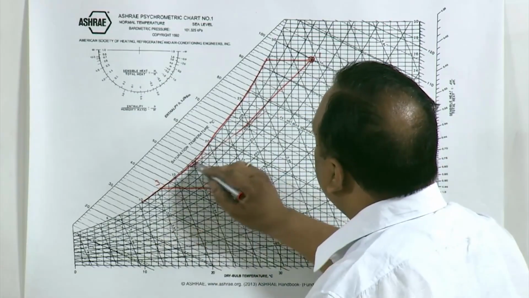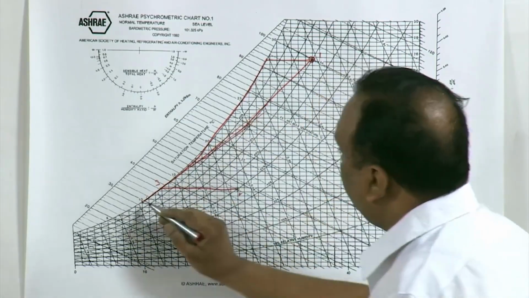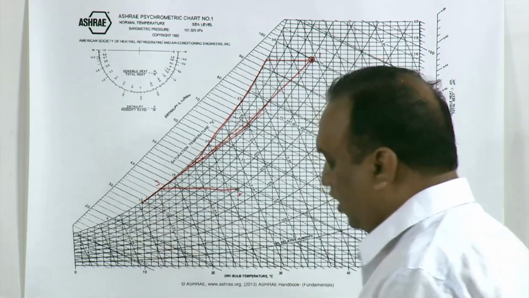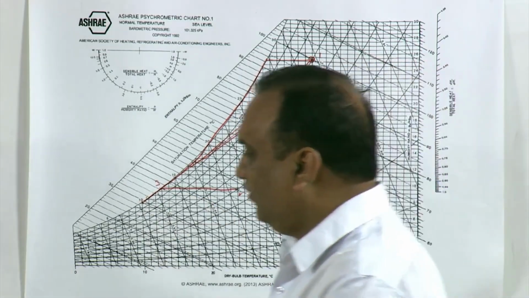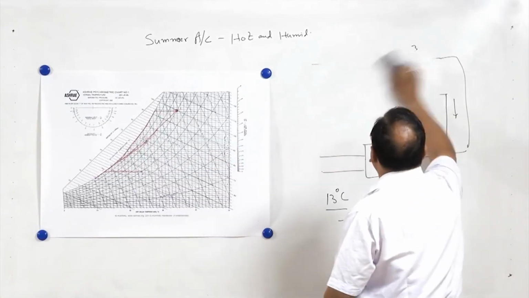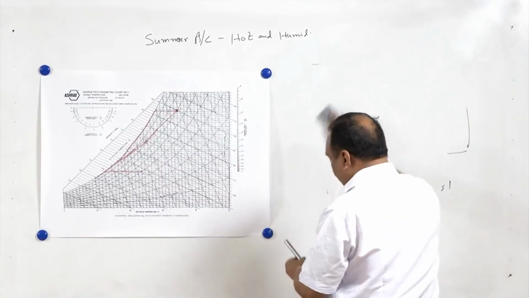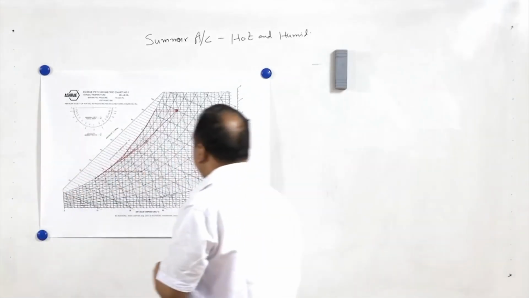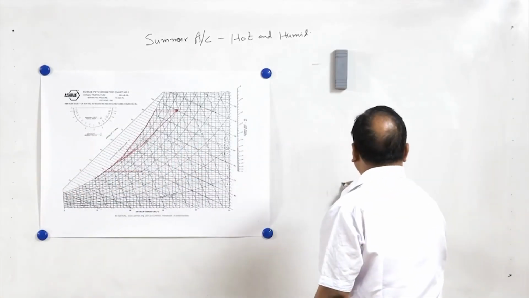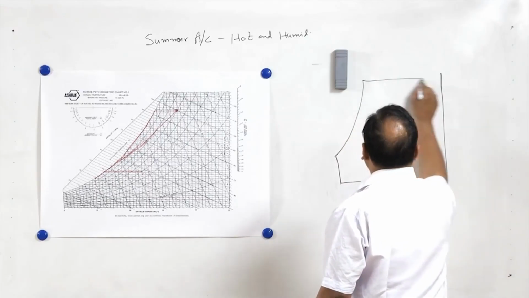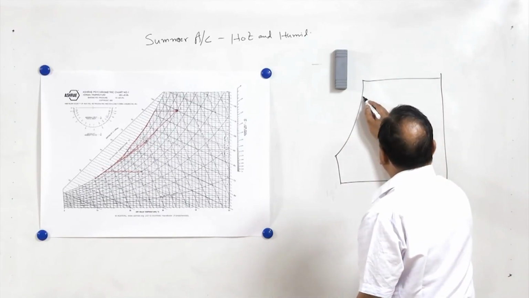through a straight line, and this is the process, and we will be getting a certain value of temperature which is higher than 13 degrees centigrade. If I depict the process here, I think on the board it will be clearer to you. This is a psychrometric chart, and this is the cooling and dehumidification process.